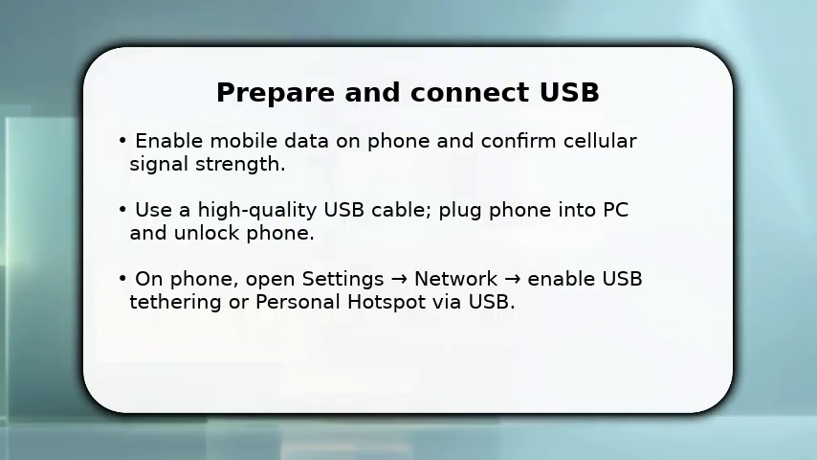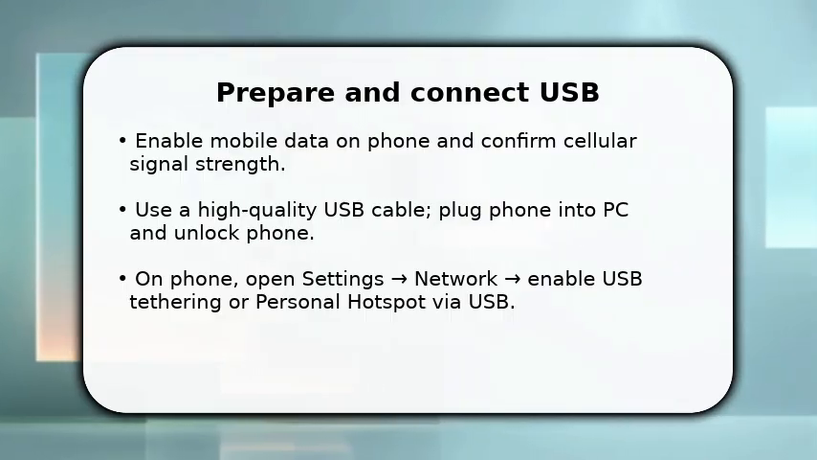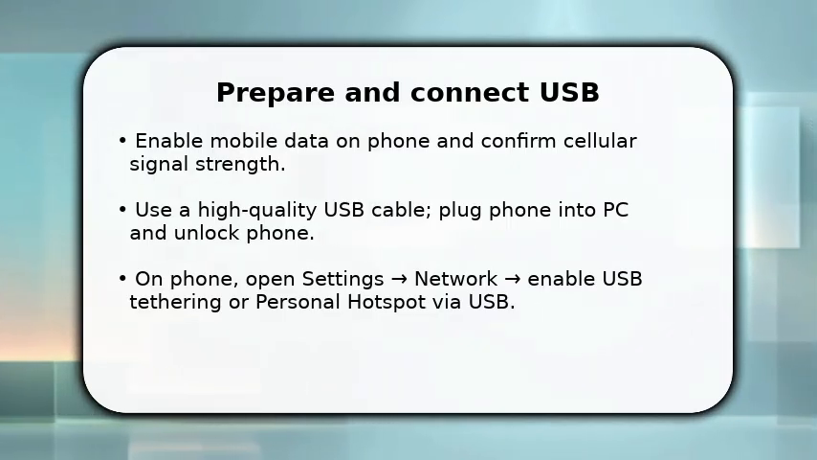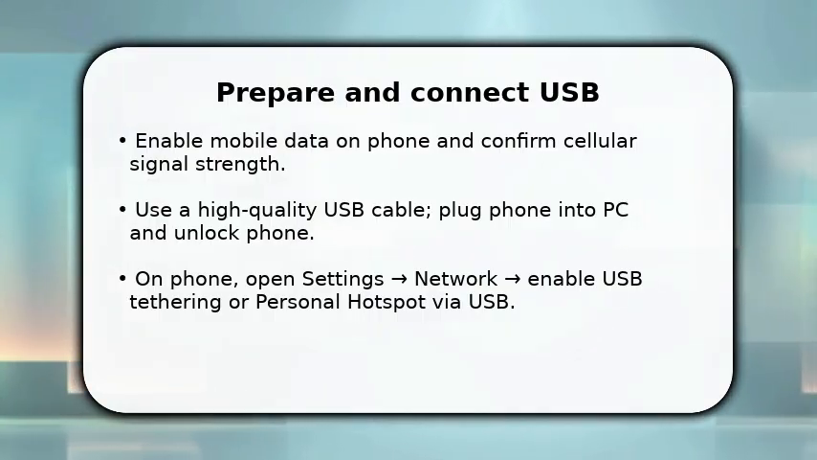On most Android phones, you'll find USB tethering under network or hotspot settings. Enable it. Windows should discover a new network adapter. If prompted, accept driver installation on the PC so the tethering interface becomes usable. These steps make the phone act as a wired modem for the computer.